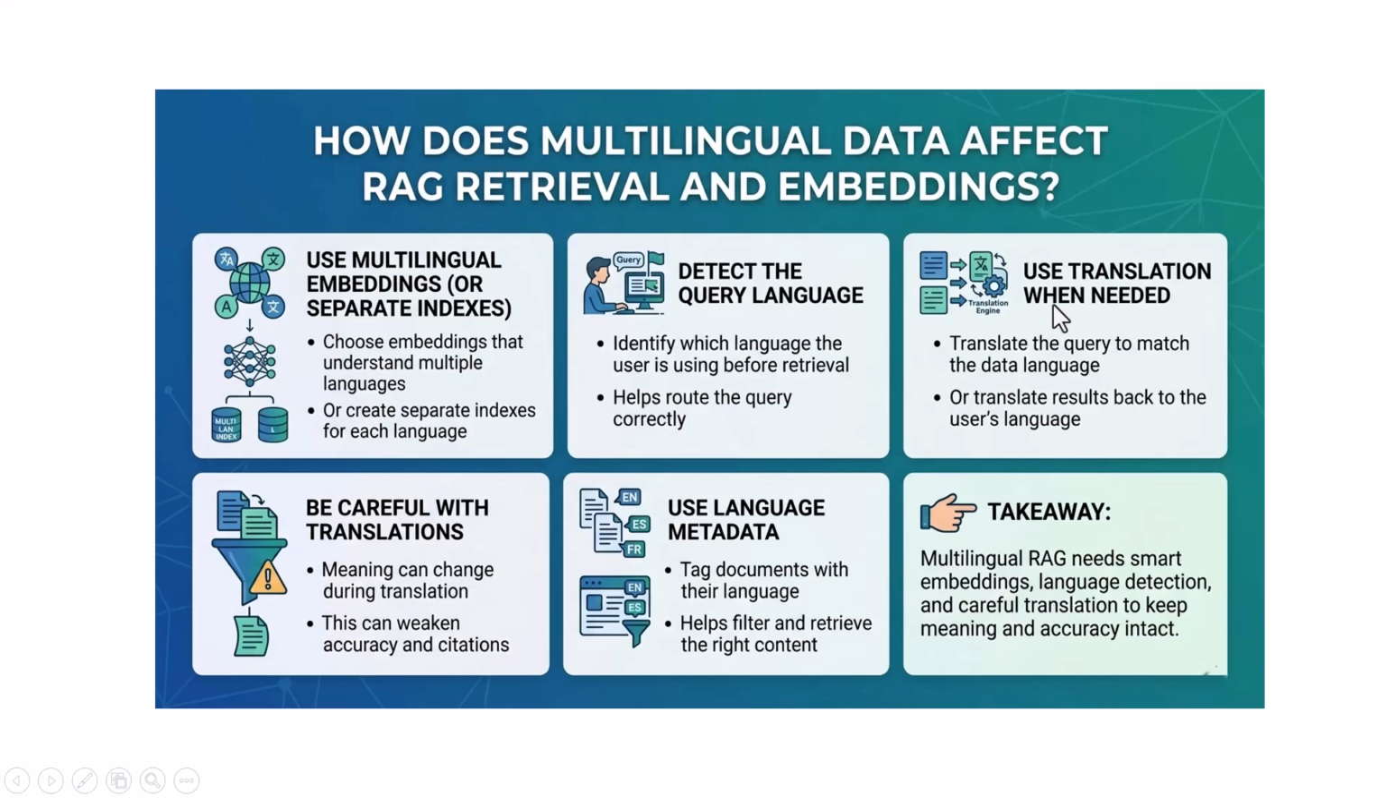The other one is use translation when needed. That is, translate the query to match the data language or translate results back to the user's language. Also, be careful with translations because sometimes the meaning can change during translation and this can weaken accuracy and citations. Okay? Also, try using language metadata, that is, tag documents with their language. This helps filter and retrieve the right content. So, the takeaway is multilingual RAG needs smart embeddings, language detection, and careful translation to keep meaning and accuracy intact.